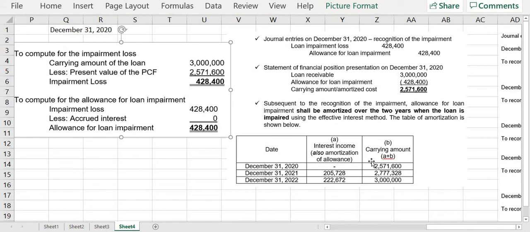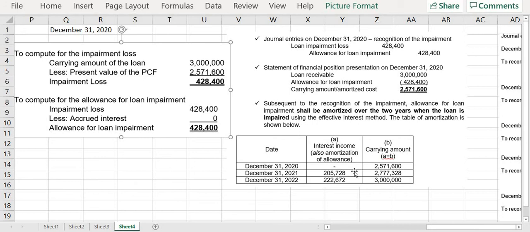The carrying amount, no? That's 2,571,600. So, to get the amortization, to amortize the allowance as well as the interest income, multiply lang natin si carrying amount. In your calculator, i-multiply nyo si 2,571,600 by the original interest na 8%. You should get the interest income or the amortization of the allowance.